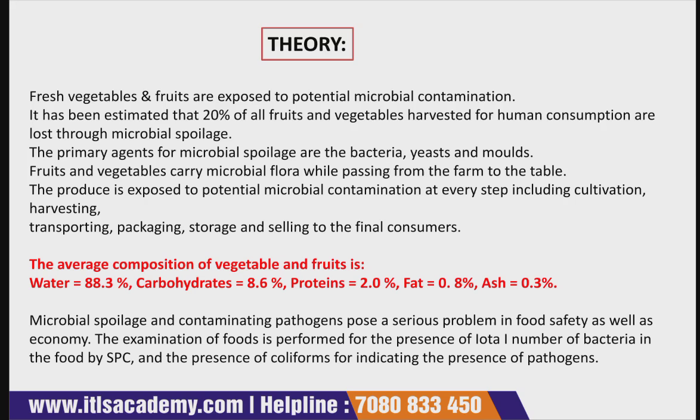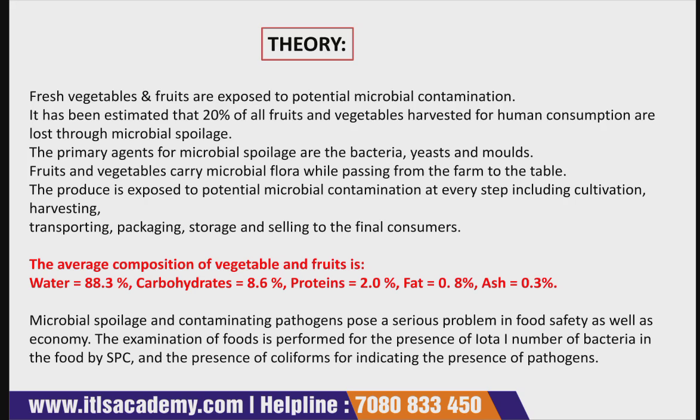If you see, the average composition of fruits and vegetables is: water 88.3%, carbohydrate 8.6%, protein 2%, fat 0.8% and ash 0.3%.